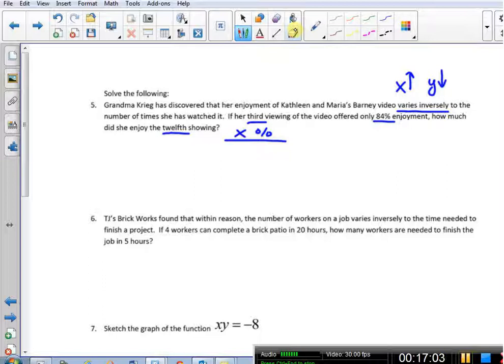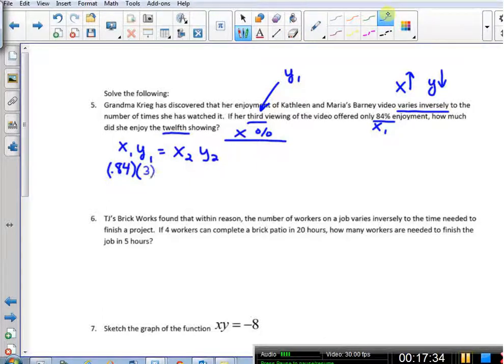So this one looks like it's kind of a proportion, but it's not because it says inverse variation. So I could use that formula, X1, Y1 equals X2, Y2. So this could be X1, the 84%. I'm going to convert it to a decimal. And then Y1 could be the third showing, because now we're talking about different things, so it needs to be a different variable. So that could be 3. And then X2 could be the 12th. Oh no, this is X2 right here, the percent. This would be Y2, the 12th. So X2 is what we're solving for. What percent is that? And times 12. So what we're saying is as 3 goes to 12, the percent should go down.